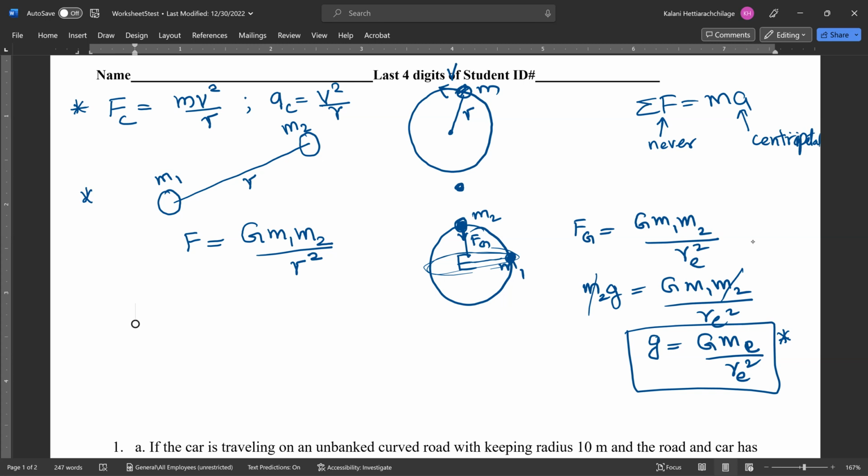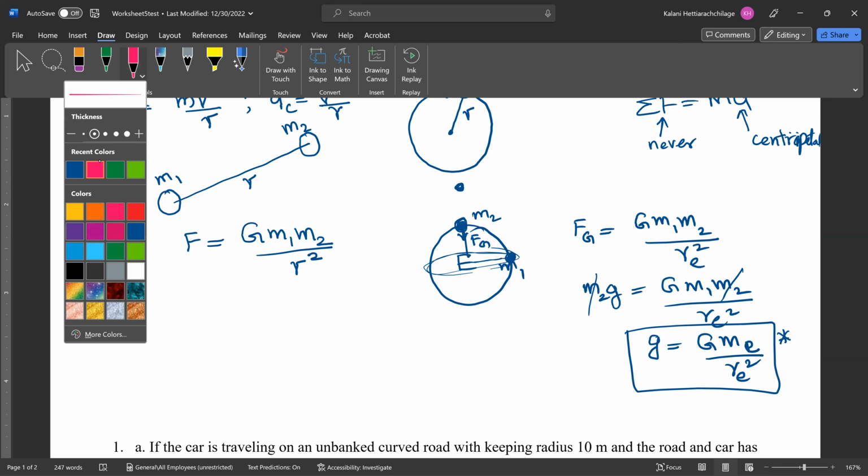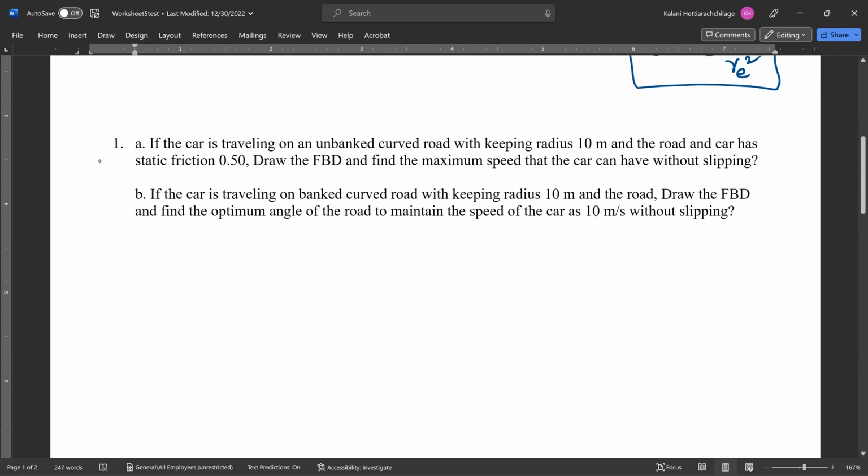Okay, so now let's move into the questions on the bottom and try to understand this a little more: centripetal force and gravitational force. Okay, so now I'm going to do part A first.